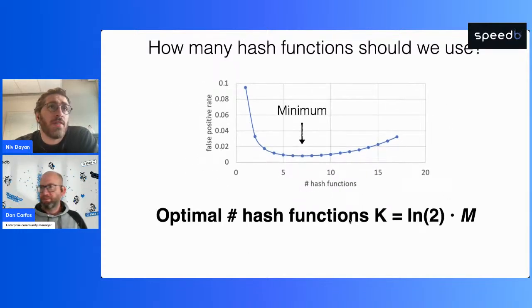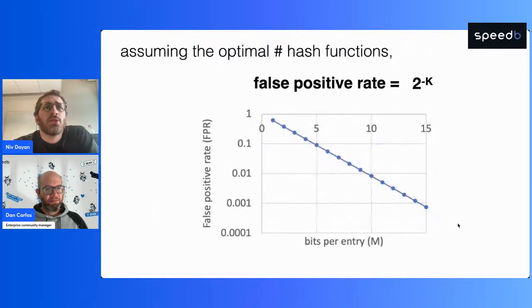And the optimal number of hash functions turns out to be this formula. So this is a known result. It's natural log of 2 times m, where m is the number of bits per entry. Okay, so you can remember that, but I'm not going to derive it here. Now, assuming that the Bloom filter is using the optimal number of hash functions with respect to the amount of memory that it has been allocated, the false positive rate for the Bloom filter turns out to be 2 to the power of minus k, where k is the number of hash functions you're using. Okay, and then you can plot this false positive rate for different numbers of bits per entry to reason about the memory versus false positive rate trade-off.